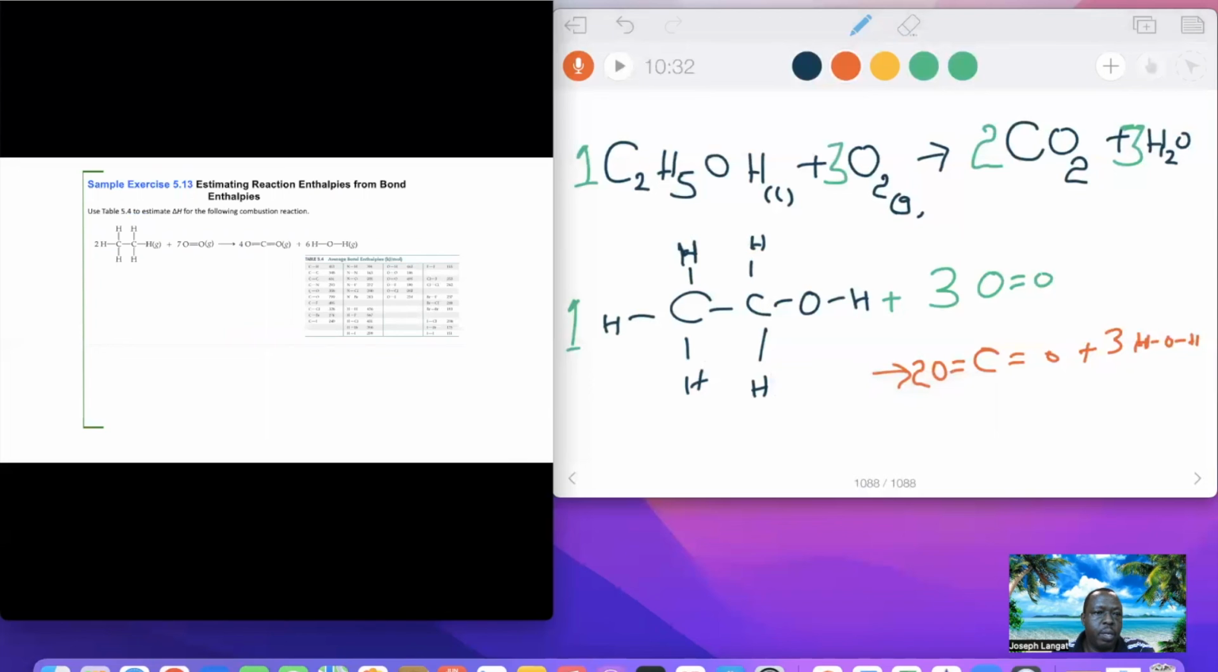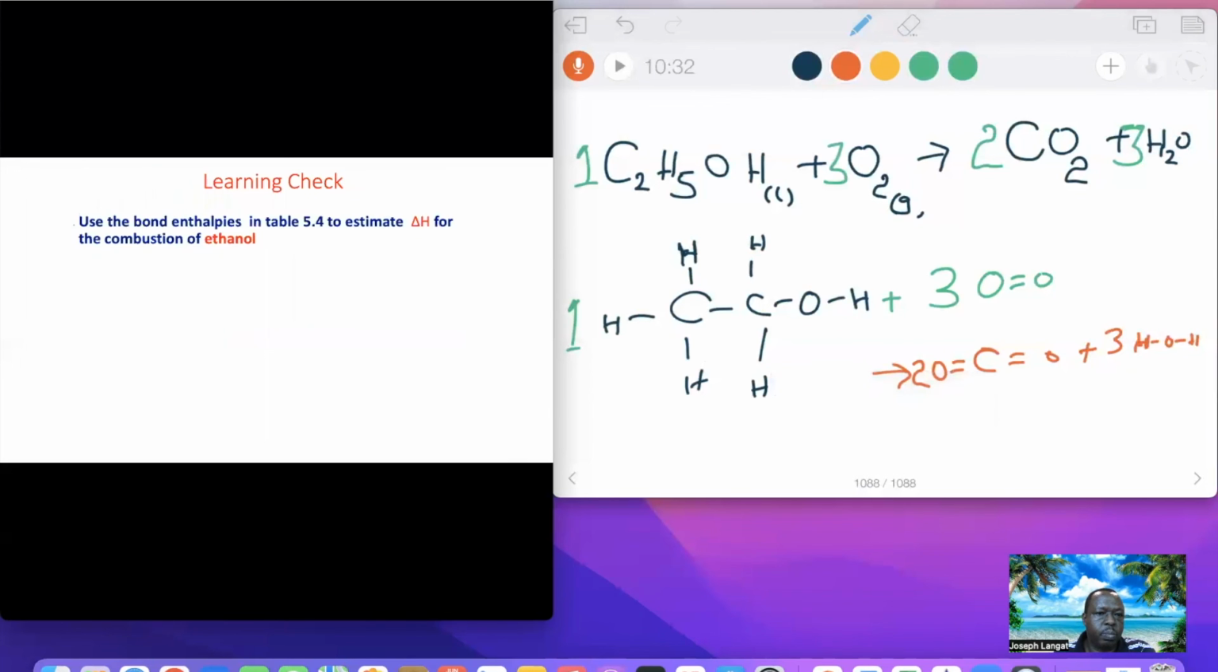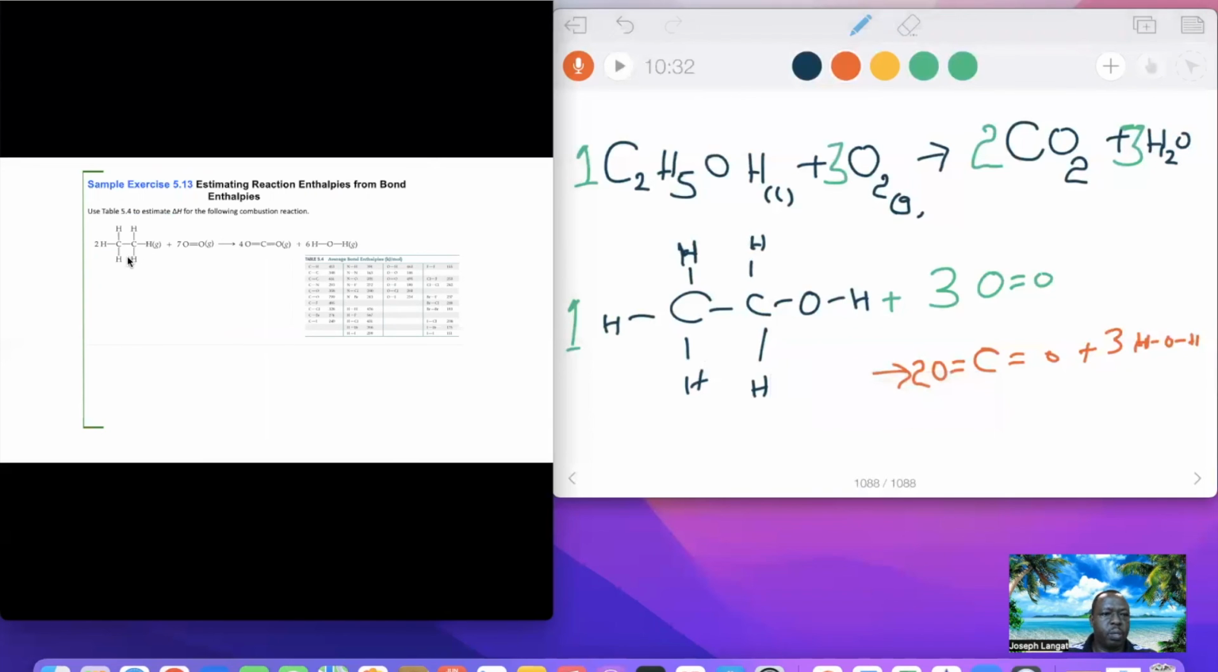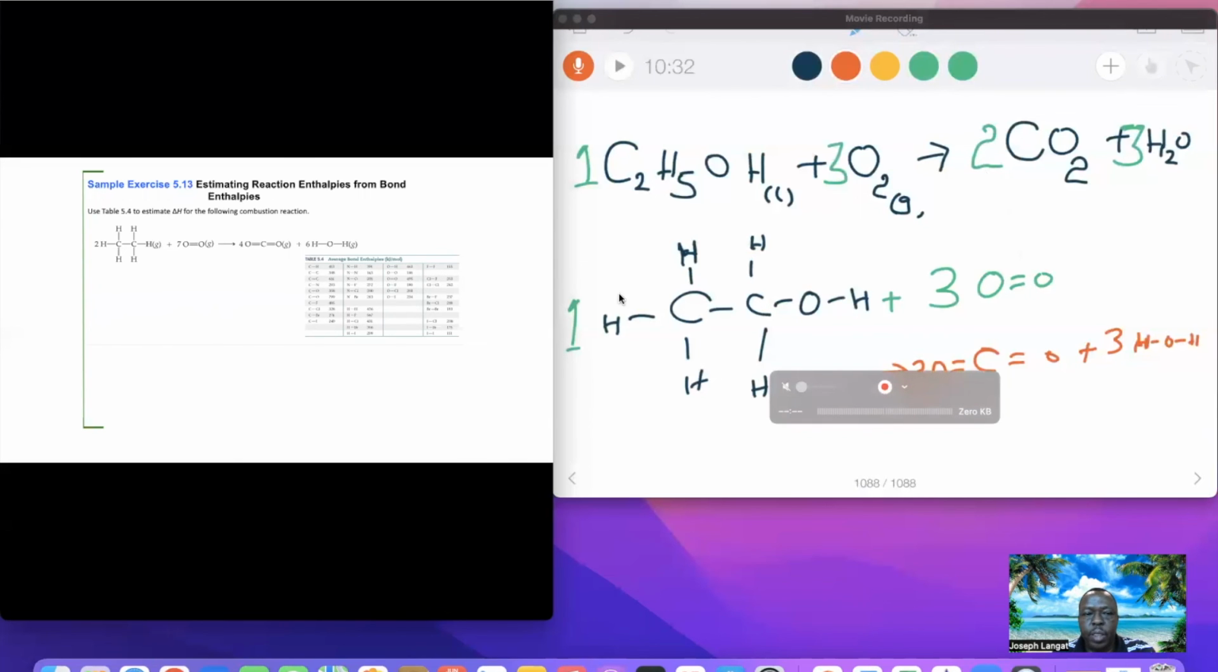So here is the bond enthalpies. In this case, it is a different one, not this one. This is a different one in the sense that we have ethane, C2H6, not the ethanol. But just using the same approach, we'll have the ethane here reacting with oxygen gas. That's why I have a double bond here.